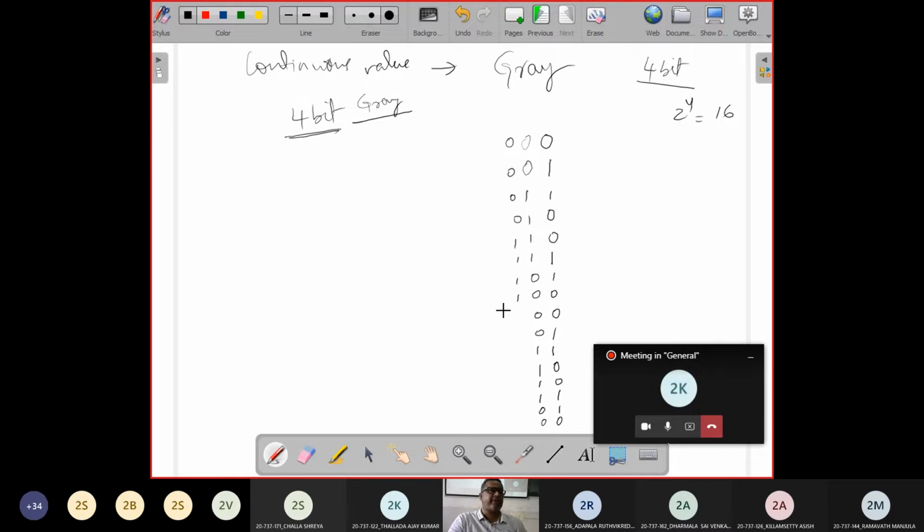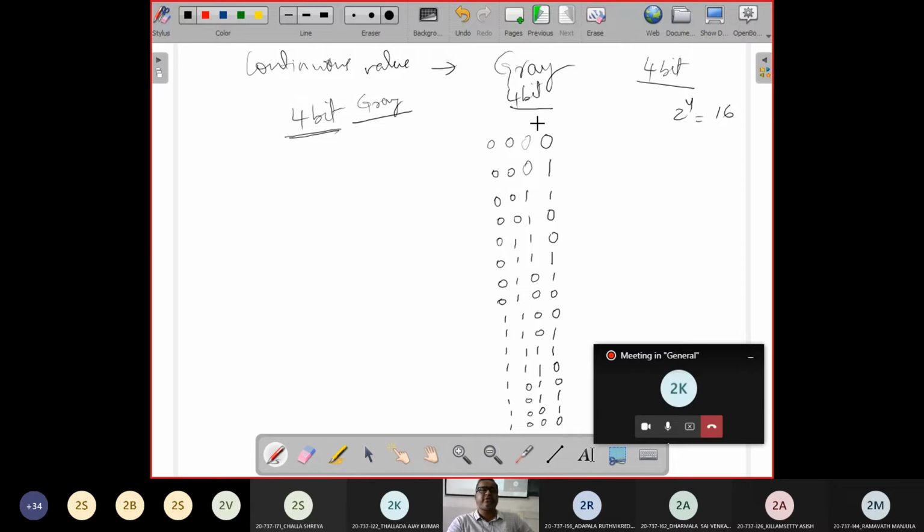Now take the mirror image of that. So that will be 4 ones followed by 4 zeros. Right? The next bit, 2 power 3: 8 zeros. 1, 2, 3, 4, 5, 6, 7, 8 zeros followed by 8 ones. Now, so this is the 4-bit gray code.